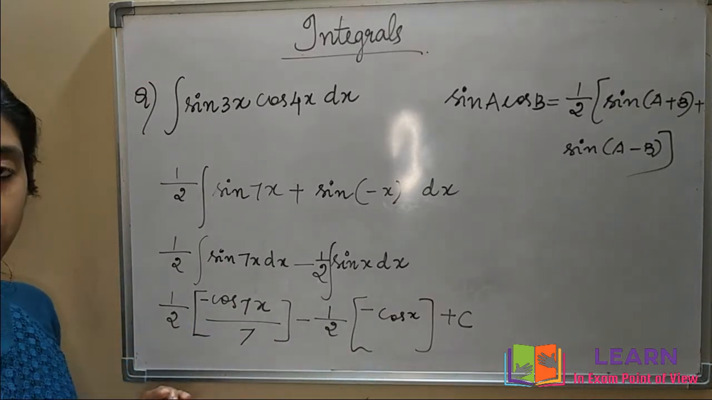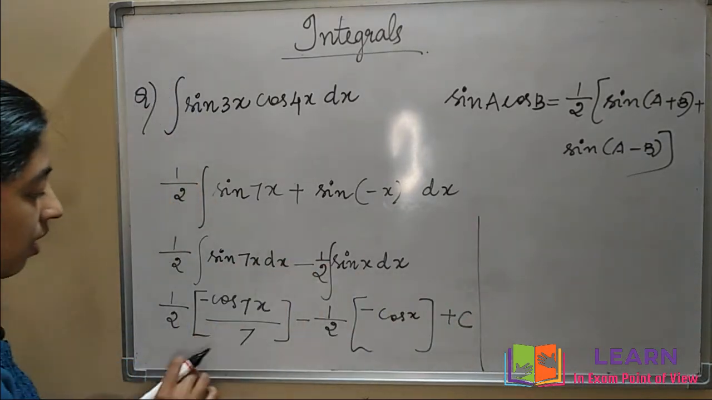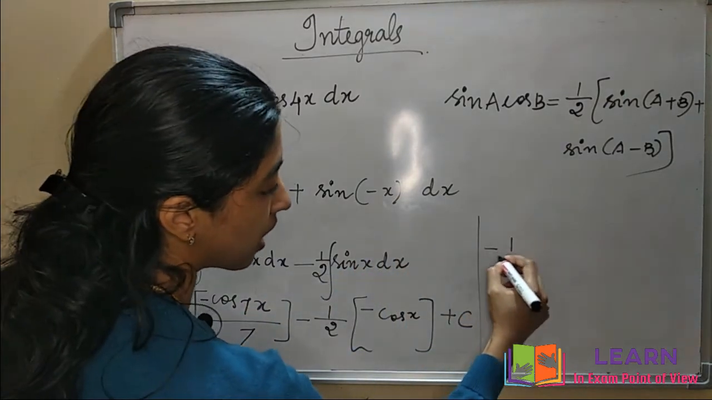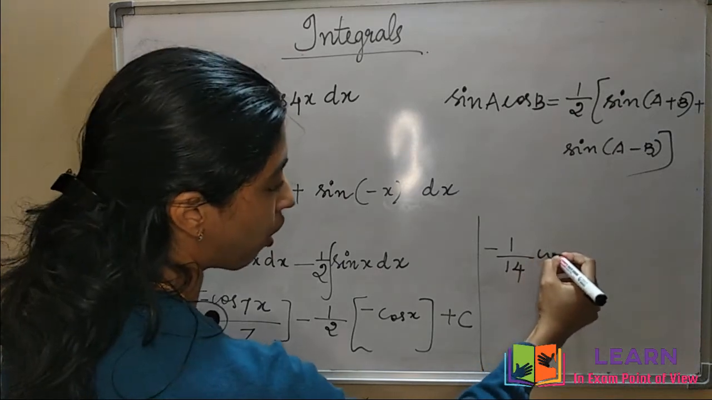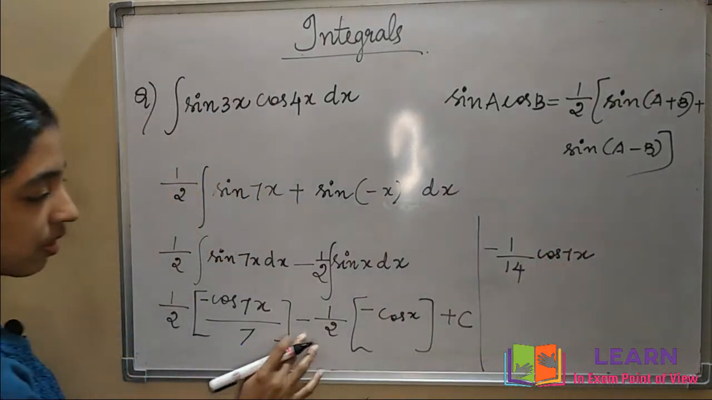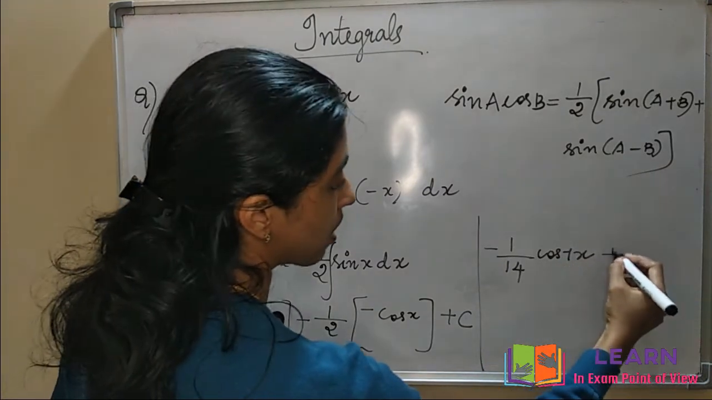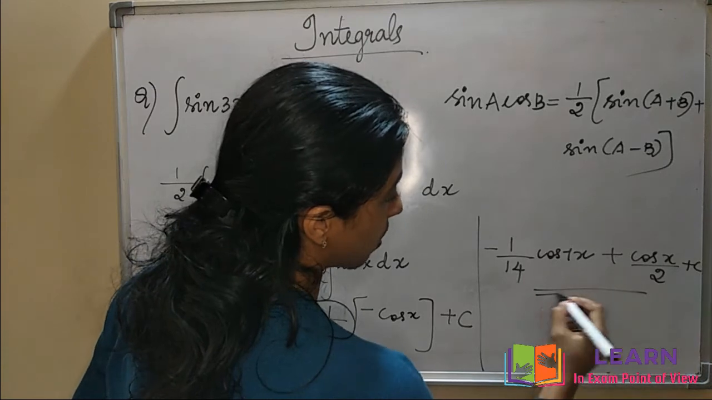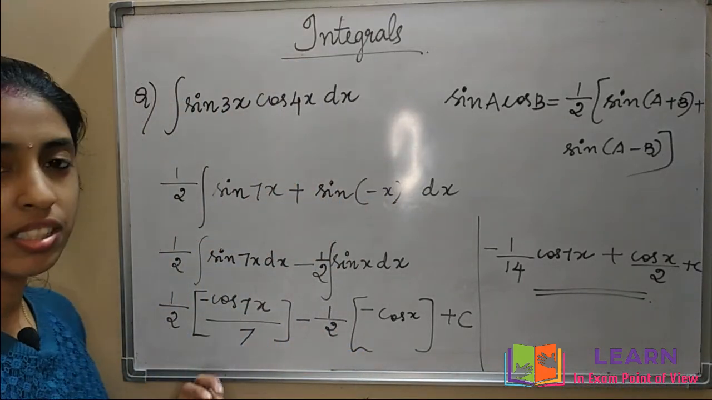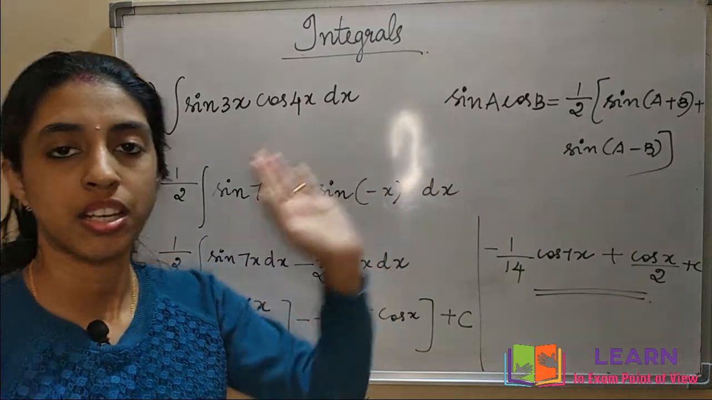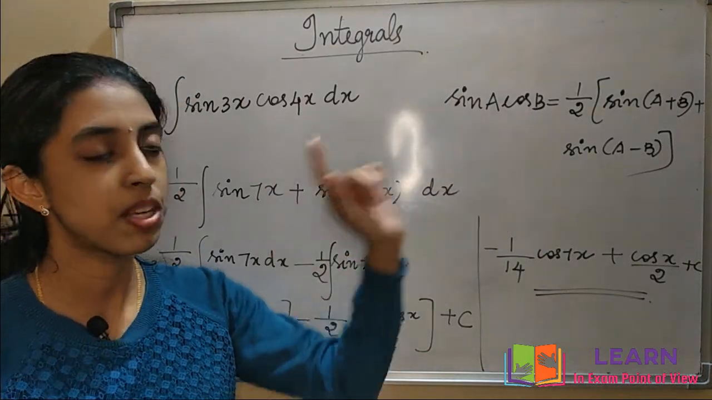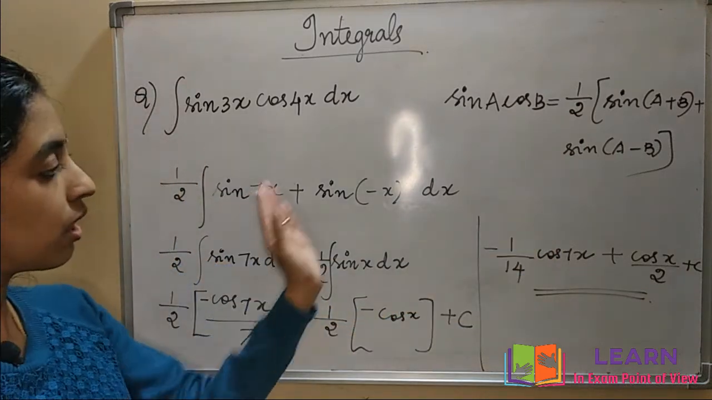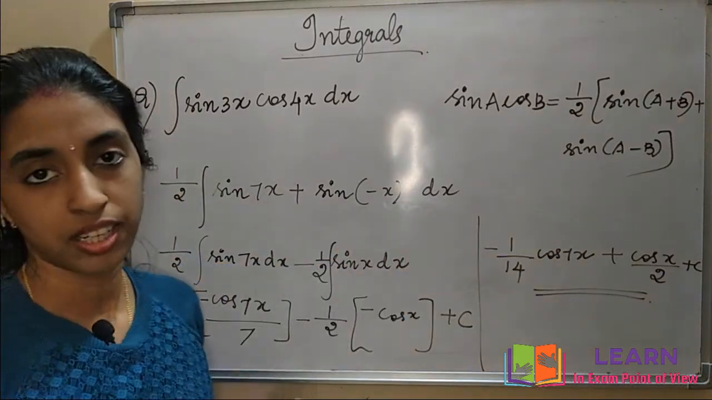Now you can rearrange it and write. This will be 2 into 7, 14. So there will be negative 1 by 14 cos 7x. Then negative, negative, plus. Plus cos x by 2 plus c, which is the answer. It's very simple, we just need to memorize the formula. Sin A cos B is half of sin of A plus B plus sin of A minus B. Then apply the formula, split the integrals and integrate it.